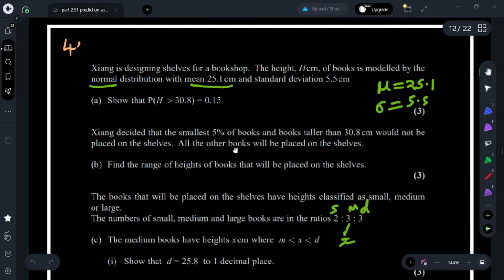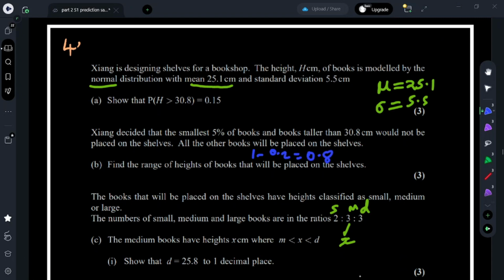We have a total probability of 1. The 5% and the 0.15 probabilities are not going to be included. The other part that is going to be included: if we add this 0.15 plus 0.05, which gives us 0.2, it means 1 minus 0.2, which is 0.8. We want to know this proportion of 80%. What values of Z does it represent? That's why we are being asked for the range.